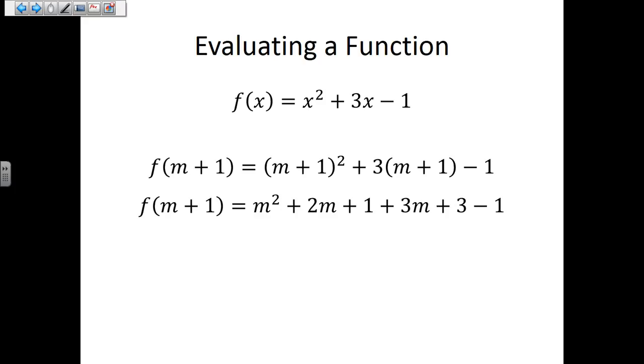So my next step would be combining like terms. I don't have anything like the m squared, so that's alone. I've got 2 m terms, the 2m and the 3m. And I've got plus 1, plus 3, minus 1. So my end result, whole new function, but now in terms of m instead of in terms of x. f of m plus 1, that's how that's read, f of m plus 1 is equal to m squared plus 5m plus 3.